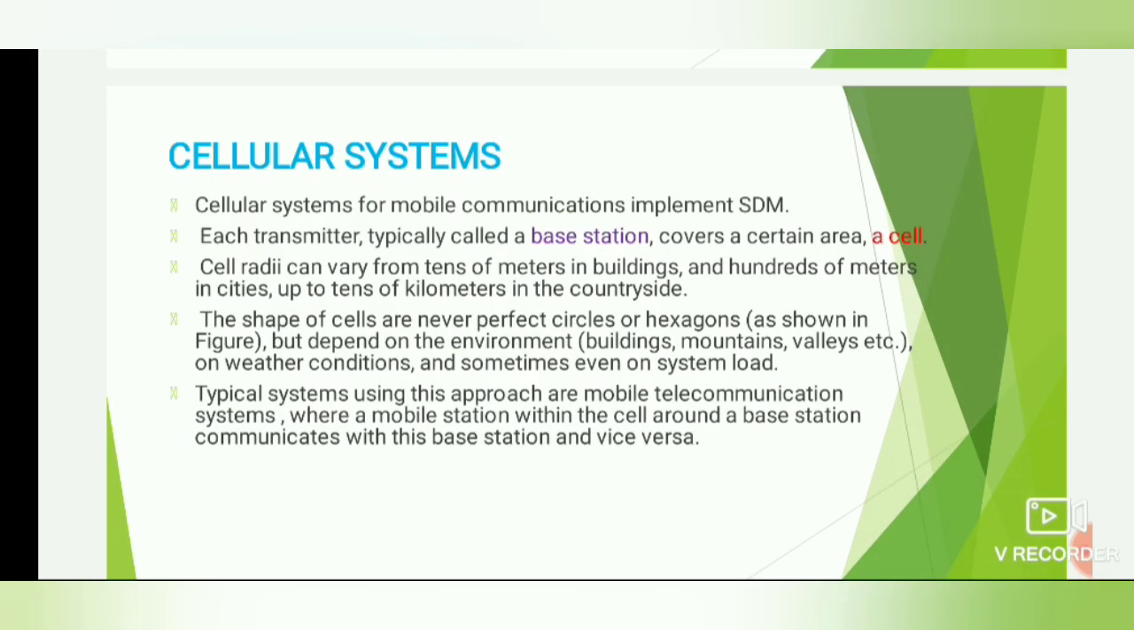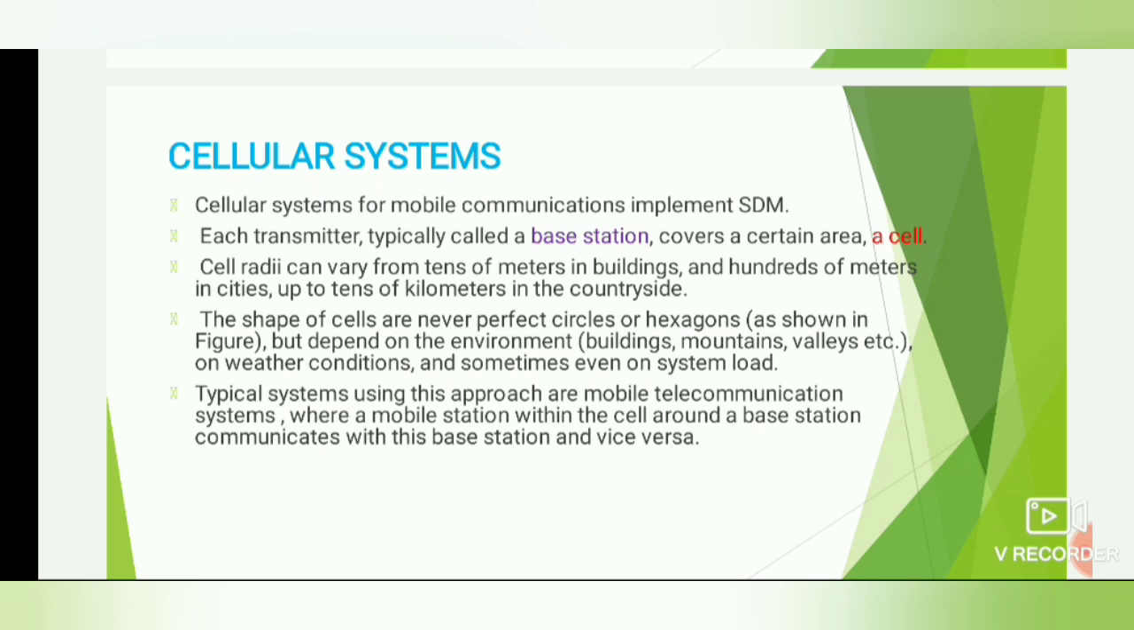The cellular systems for mobile communication implement SDM, that is space division multiplexing. Each transmitter, typically called a base station, covers a certain area that is called a cell. The cell radii can vary from tens of meters in the case of buildings and hundreds of meters in the case of cities, up to tens of kilometers in the countryside.